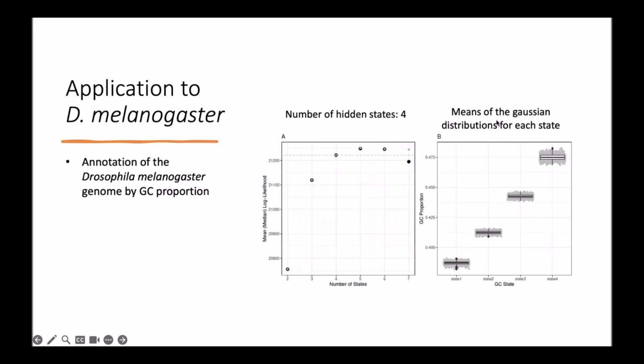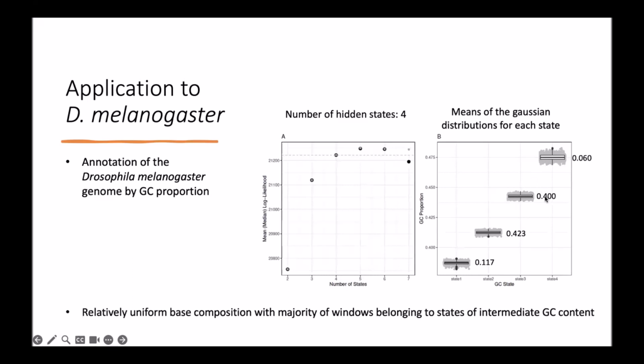Then the second criterion is whether the means of your distribution for each state were well separated. This was also holding for the Drosophila. These are the proportions of the genomic windows assigned to each of the states. And as you can see, most of the windows belonged to the intermediate GC content. This is kind of expected because Drosophila exhibit relatively stable base composition.